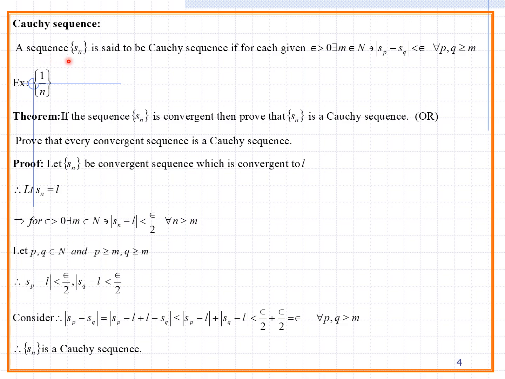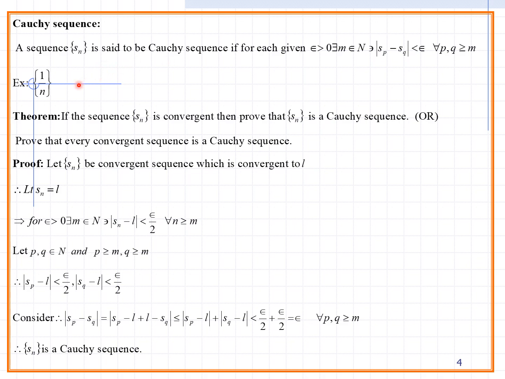Let us see this. A sequence Sn is said to be a Cauchy sequence if for each given epsilon greater than 0, there exists m belonging to capital N such that modulus Sp minus Sq is less than epsilon for all p, q greater than or equal to m. So what I said: the difference between two numbers of the sequence is less than epsilon. Less than epsilon means it is near to 0. In that case, this sequence is called a Cauchy sequence.